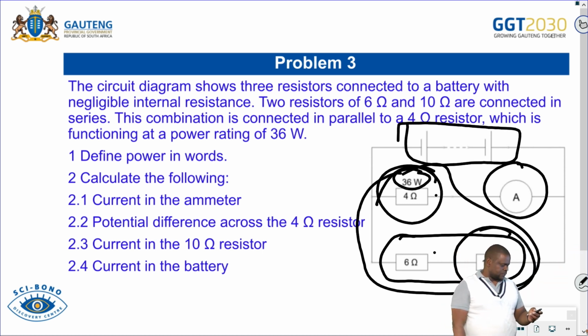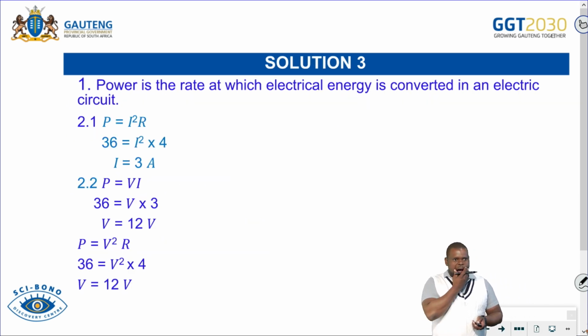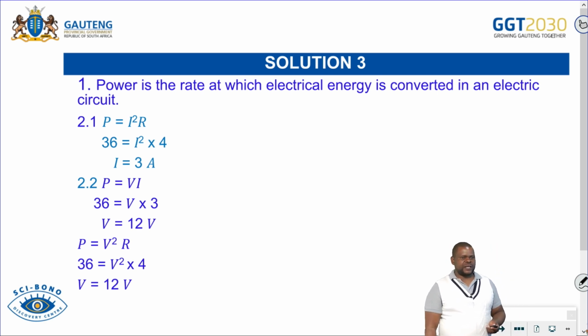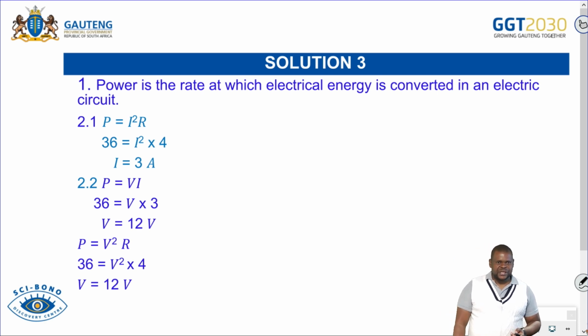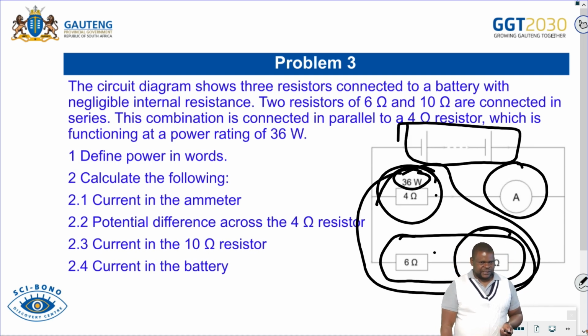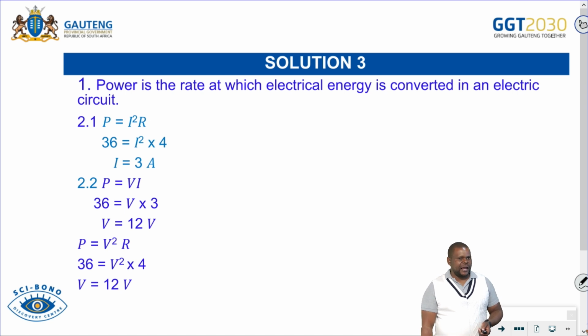Okay, now let's go. Number one, power is the rate at which electrical energy is converted in an electric circuit. Then let's go back to the questions. Number two, they said, calculate the current in the ammeter. We need to calculate the current in the ammeter.